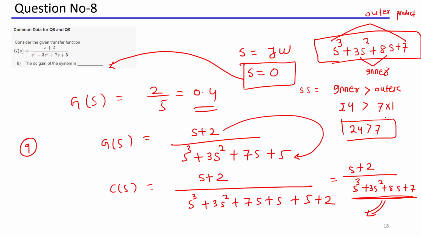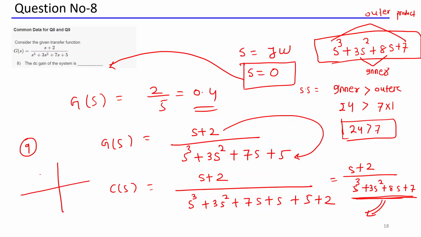If your inner product is equal to your outer product, then the system is critically stable. It is called a critically stable system. In this case, my inner product is greater than the outer product, so my system is stable. A stable system means no poles on the right hand side. All the poles should be on the left hand side. Whether they are complex doesn't matter.